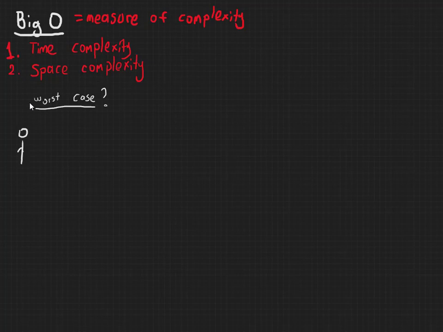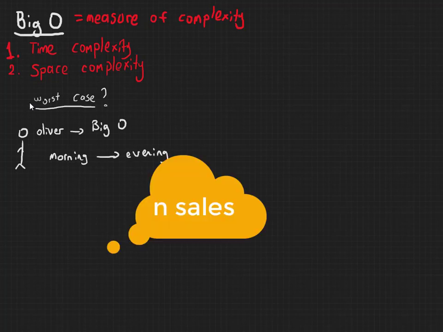So let's say that this is a bookstore owner and his name is Oliver. And Oliver goes with the name Big O. That's his nickname. And he decides to use a data structure to record how much books he sells one day. So he starts from the morning and all the way to the evening until he closes, and he sells N books.